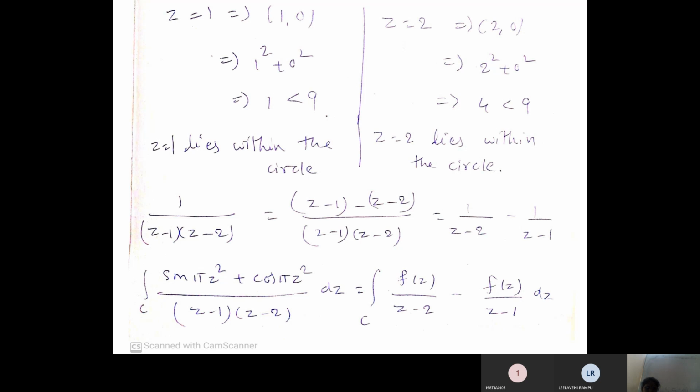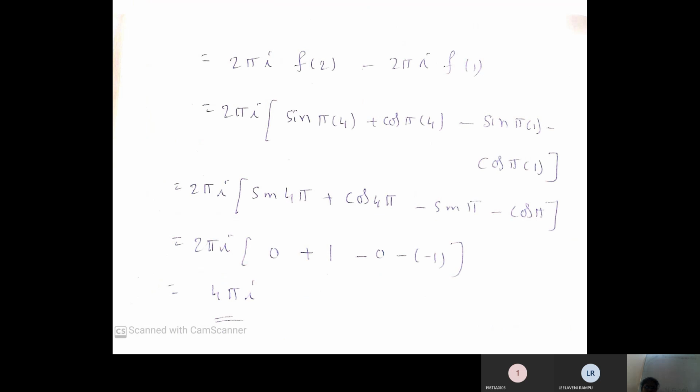Now separating the factors, integral over c of (sin pi z square plus cos pi z square) by (z minus 1)(z minus 2) is equal to, the numerator is f of z. Separating, f of z by (z minus 2) minus f of z by (z minus 1). What is f of z? Sin pi z square plus cos pi z square. So 2 pi i into f of 2 minus 2 pi i into f of 1.